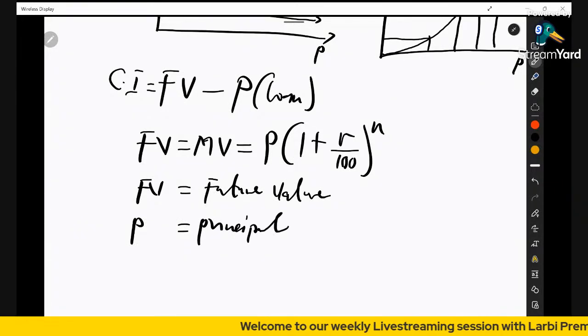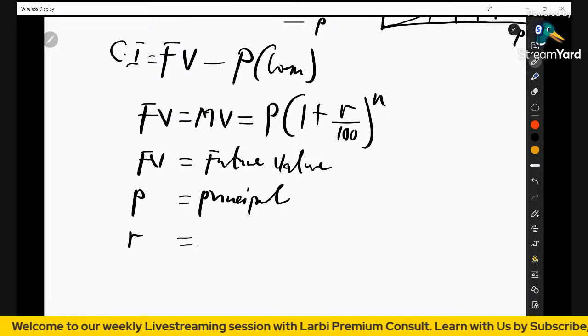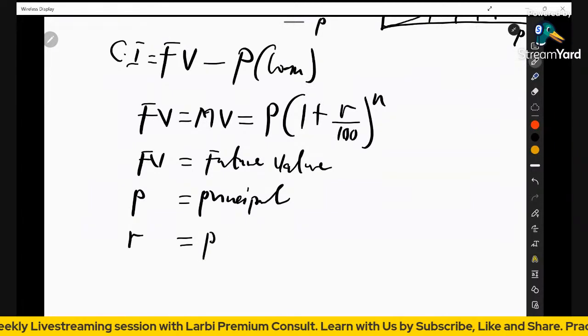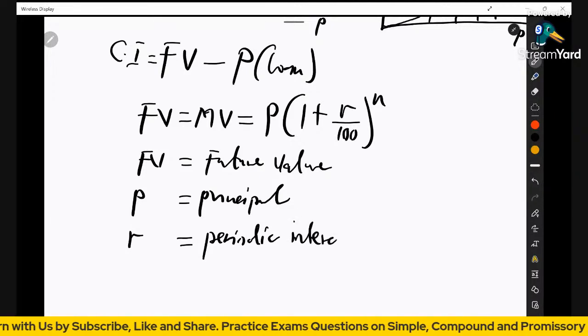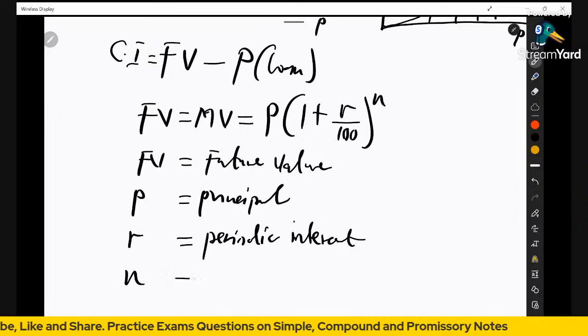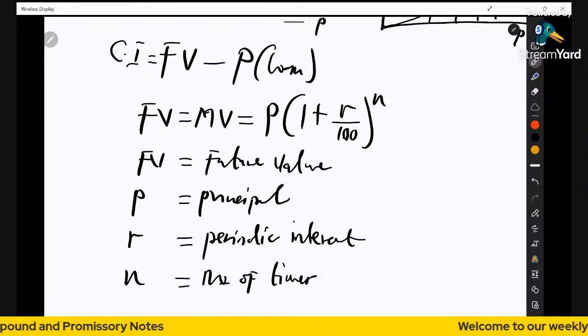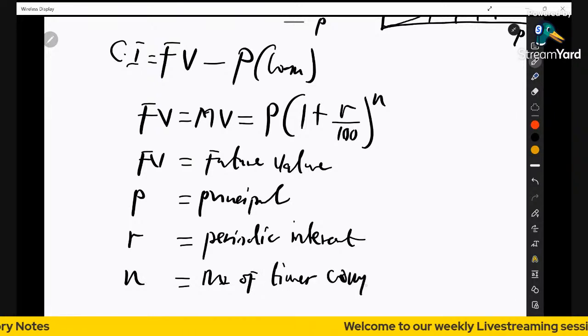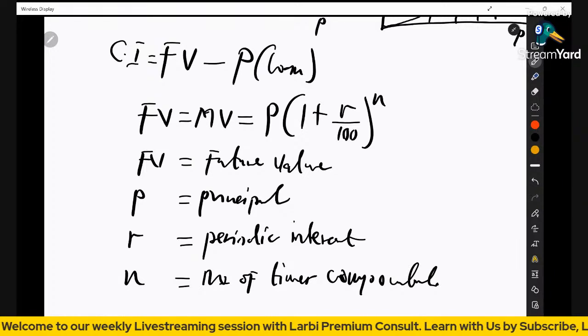Okay. The 1 is a constant actually. R is also the periodic interest. Periodic interest. Please take note of this, very important. And then N is the number of times to be compounded. The number of times compounded, let's put it that way. Now, let's explain this further by using formulas in that line.